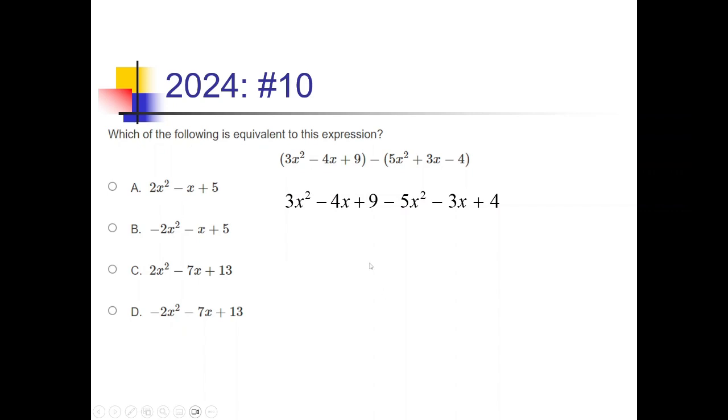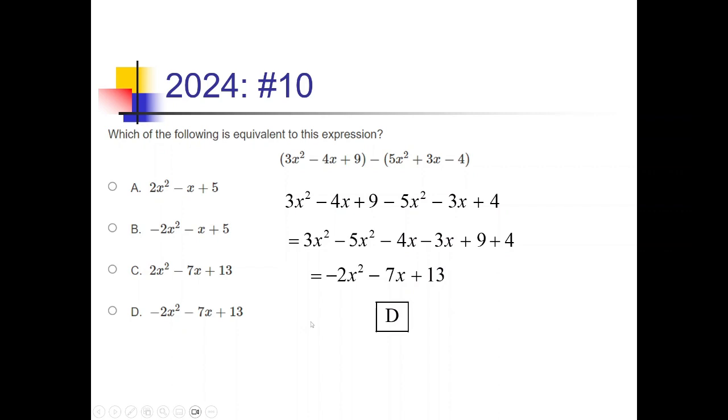For my next step, kind of optional, but I'm going to put the like terms next to each other. So 3x squared and minus 5x squared. Next, negative 4x and negative 3x. And then finally the 9 and the 4. Combining these, we end up with negative 2x squared. This will be negative 7x. And then finally 9 plus 4 is going to be 13. And that is going to match answer choice C. Or D. It's D. C had no negative out in front, so it's going to be D. Yep, there we go.